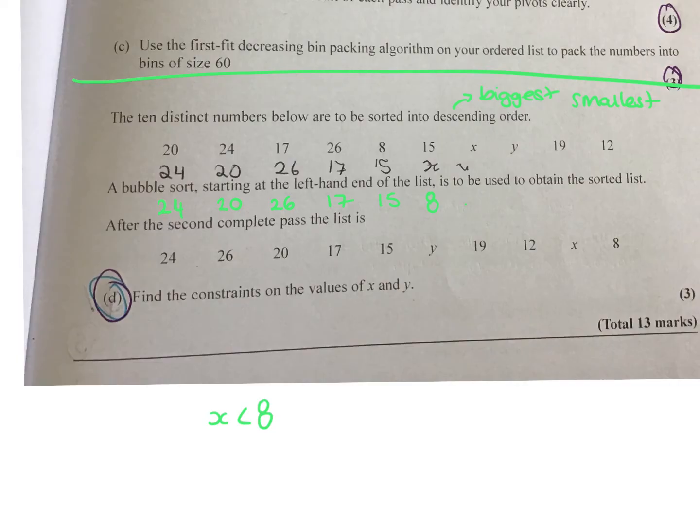Wait, what? Stop, I've confused myself. Is X greater than 8? Yes, X is greater than 8. I've done that the wrong way around. Okay, right. So now, X and Y. Well, we don't know actually, do we? No, we do. Isn't X smaller than Y? Y is greater than X, because in the second pass, yeah, I know it's greater than. So let's swap these round. Y and X. We know that X is less than 15, don't we? So X must have then swapped with 19.